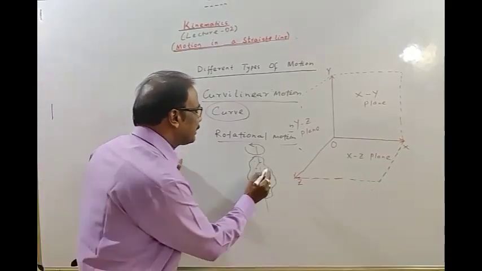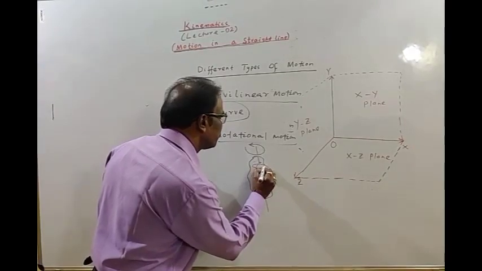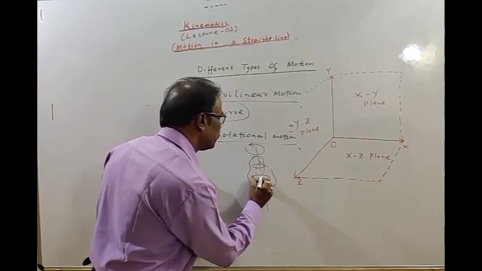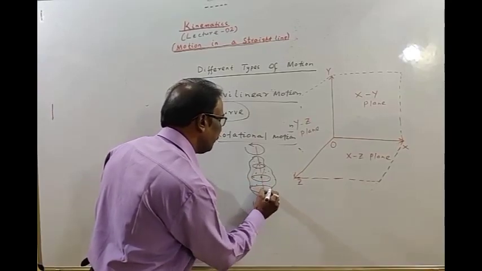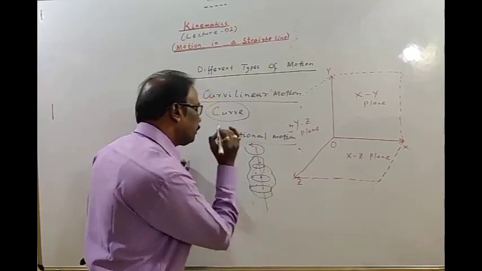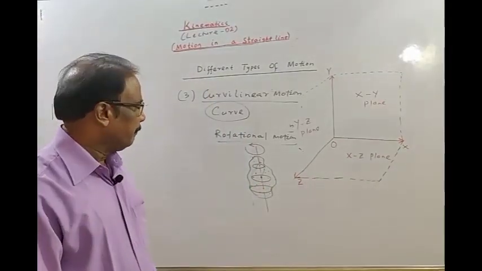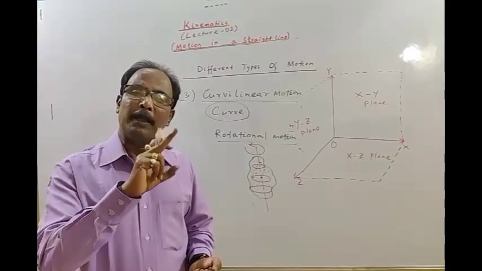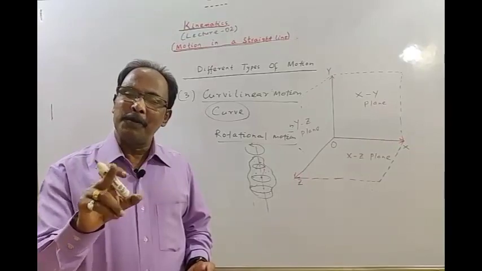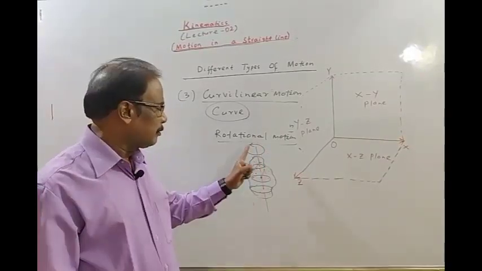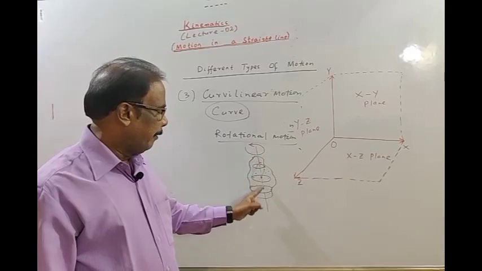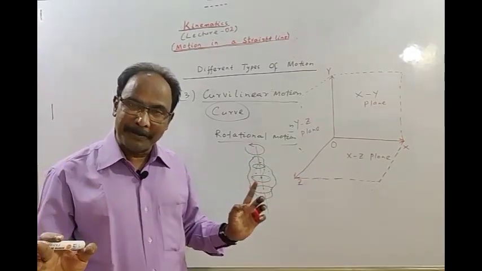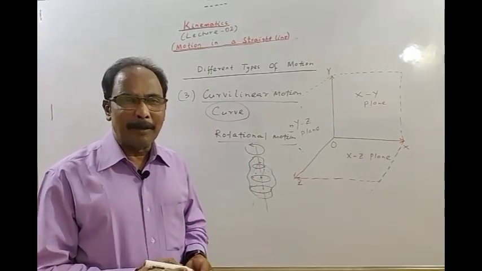Let's consider this particle. This particle moves along a circular path, and this is its center. Similarly, this other particle moves along a circular path, and this is its center. So rotational motion is the type of motion in which a system of particles exhibit circular motion in such a way that the centers of all particles lie on a common straight line, which is called the axis of rotation.